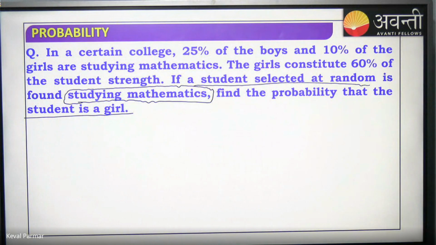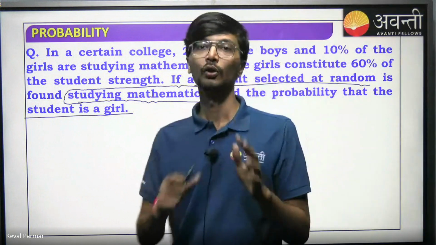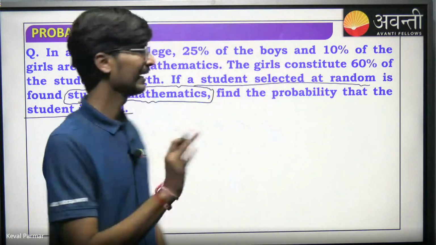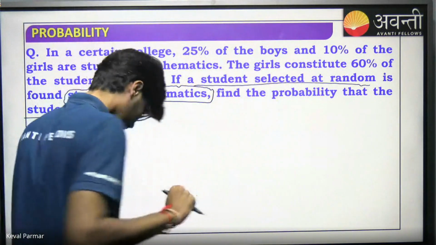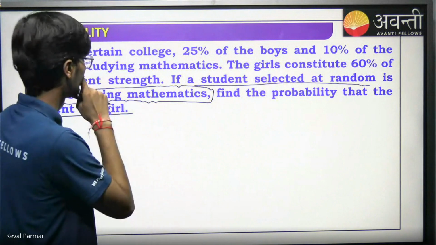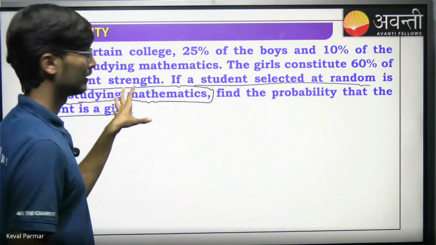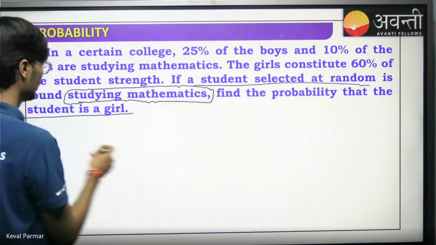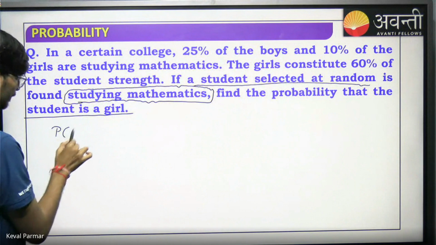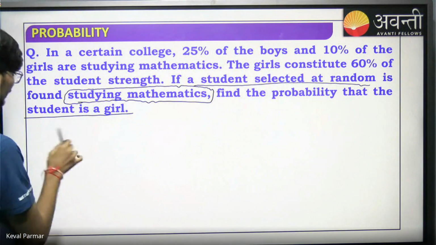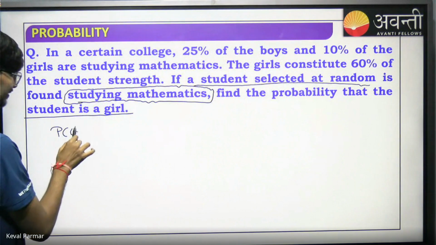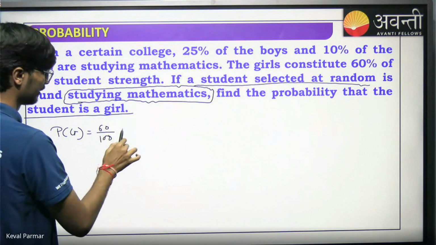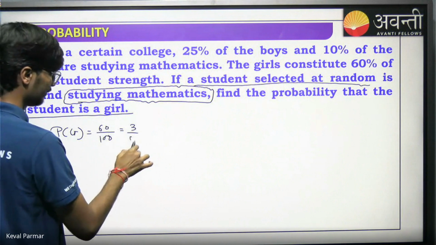So, we have to find the total probability. Which total probability? The probability of studying mathematics. Let us write the given information first. Let's say we have to get the total probability of students studying mathematics. The probability of girls getting selected: there are 60% girls, that means 60 by 100, which is 3 by 5.